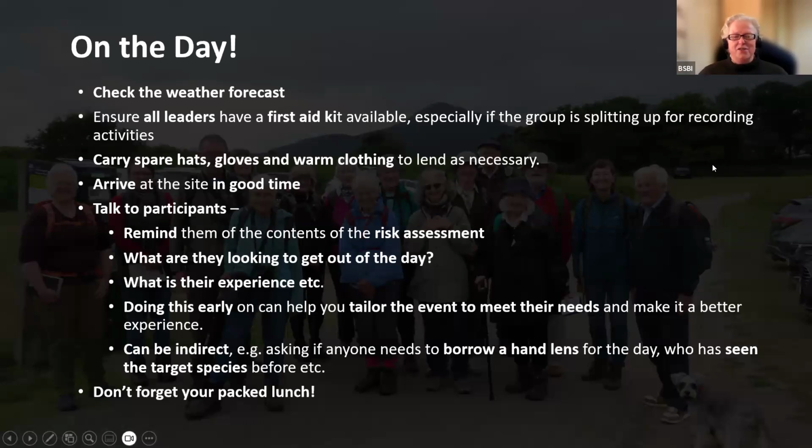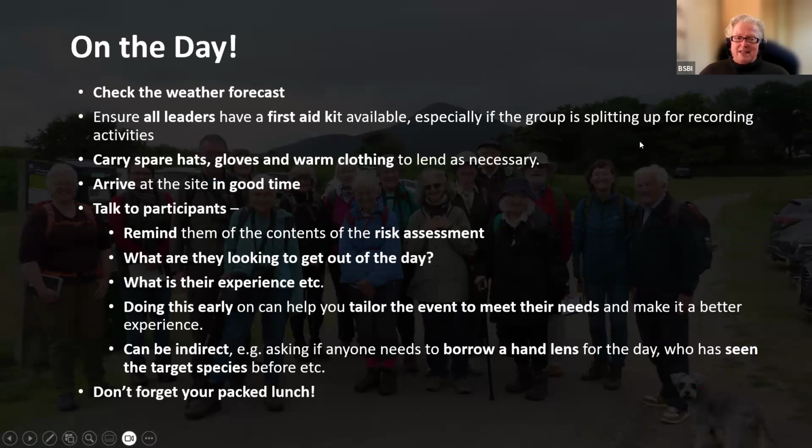So checking on the day, it's important to do things like check the weather forecast. Is what you anticipated actually going to happen? And whenever you're sending out your joining details to the people coming along on your event, it's always a good idea to remind them to do the same so they have appropriate clothing with them.